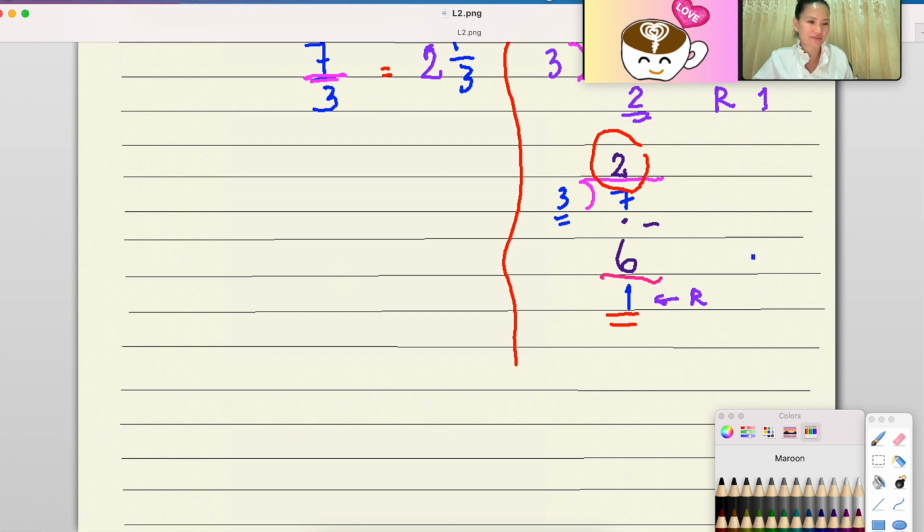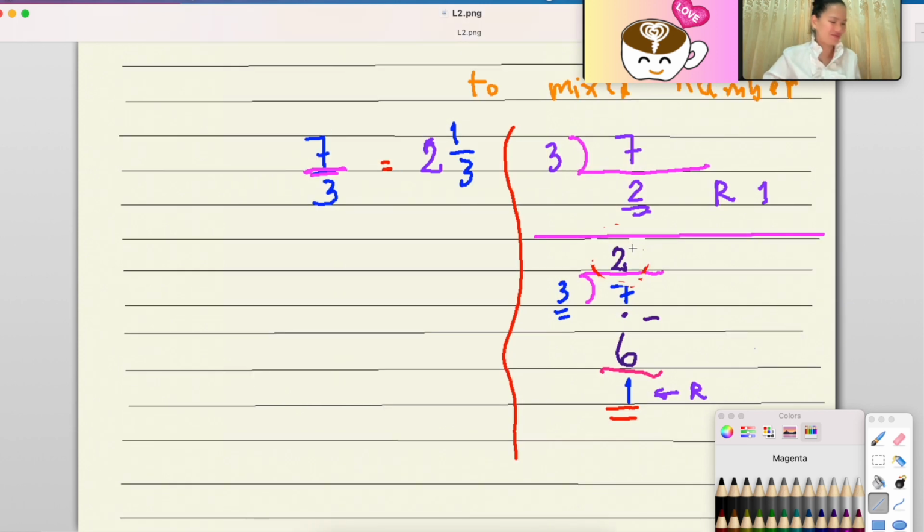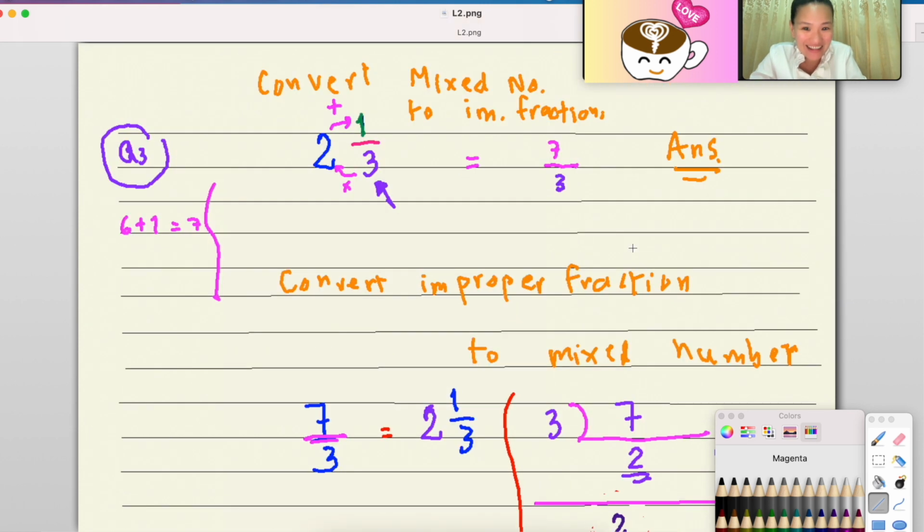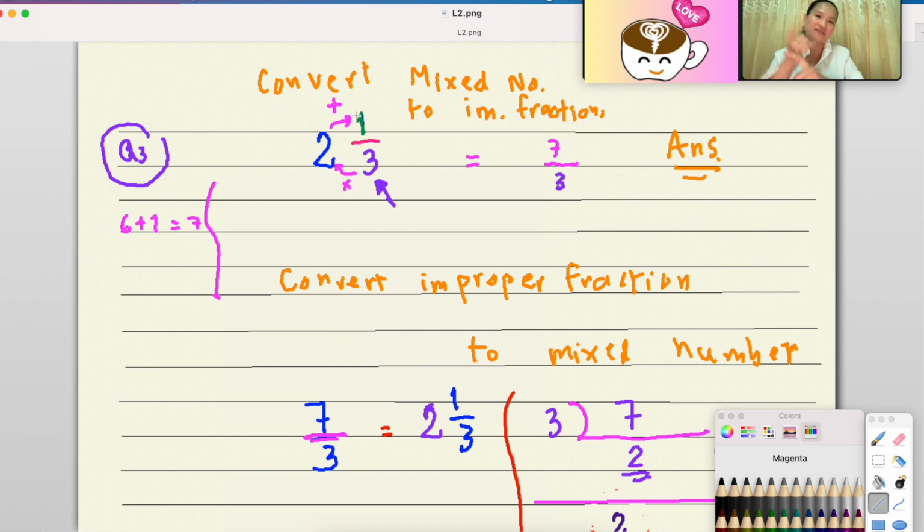Grace, question. For my personal view, it depends on how familiar you are with short or long division. But I quite recommend long division, because with long division you can see the remainder straight away. Grace, now can you see that you know how to convert mixed number to improper fraction and convert improper fraction back to mixed number?